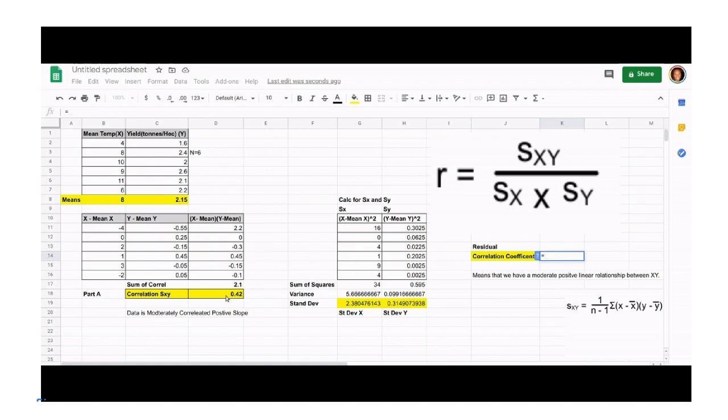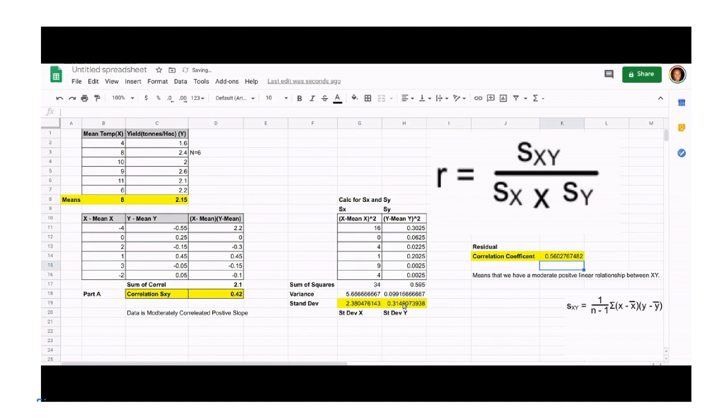We have to take S of xy, which was our correlation of x and y. Then we have to divide by, put this stuff in brackets because we have to multiply those two things first and then divide. So we're going to click on the standard deviation of x, and then multiply that by the standard deviation of y, and then hit a close bracket and then hit enter. And you're done.